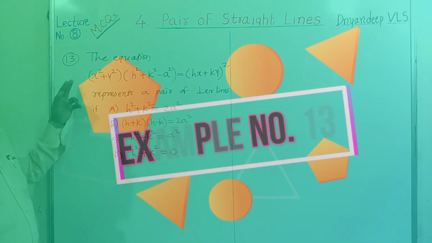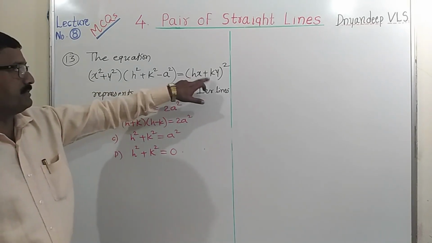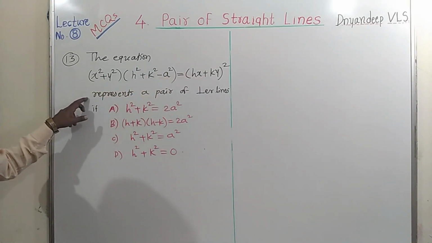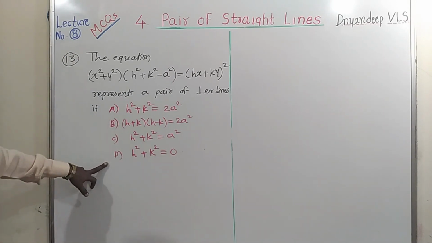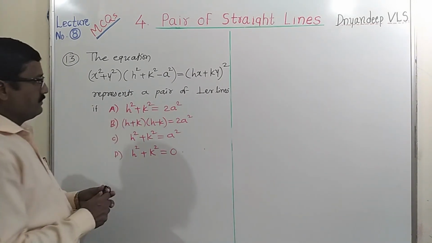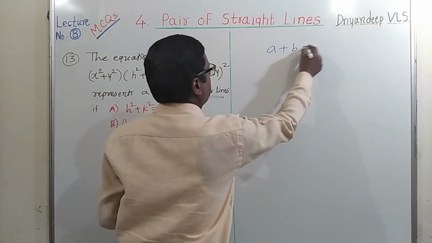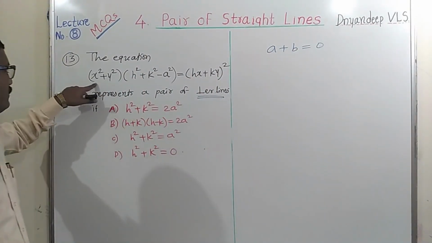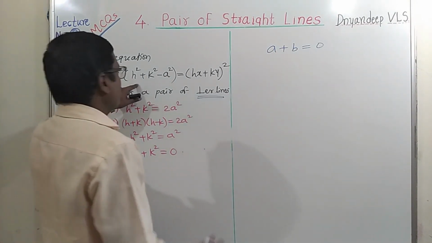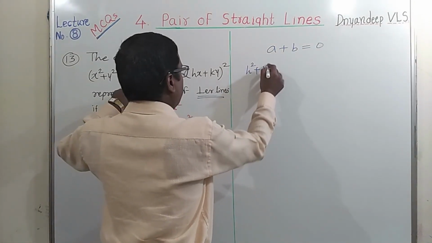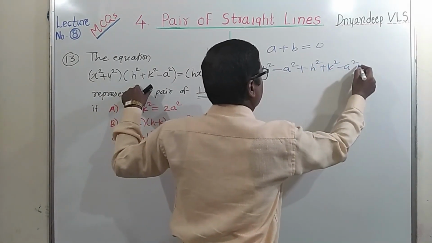Now see example number 13. The equation (x square plus y square) into (h square plus k square minus a square) equal to (hx plus ky) whole square represents a pair of perpendicular lines if a, b, c, d, these 4 options are given here. As this equation represents pair of perpendicular lines, means a plus b is equal to 0. That is the sum of the coefficient of x square and coefficient of y square is 0. So h square plus k square minus a square plus h square plus k square minus a square is equal to 0.